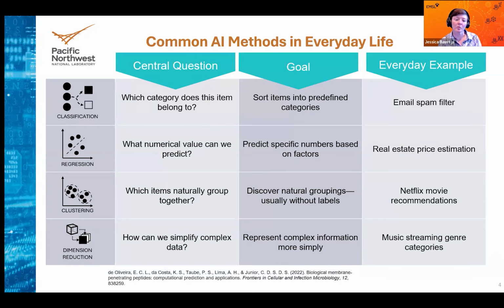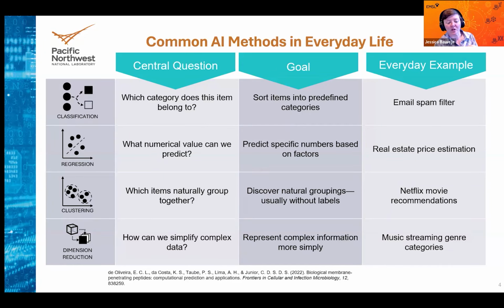So clustering, for example, looks at what items naturally group together. Netflix movie recommendations are a great example. When you see those suggestions for another movie that you might like, it's probably based off of this clustering of similar movies, and you have watched some of them but not others. So the algorithm then suggests, hey, you should watch this movie. You'll probably like it based off of what you've watched already.